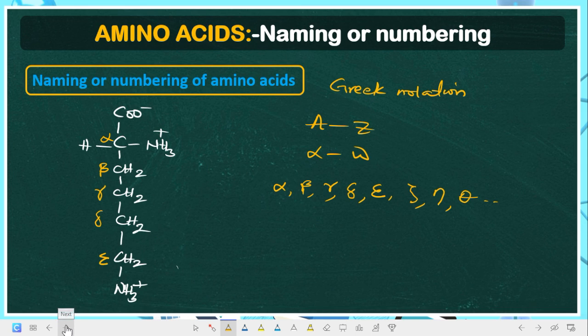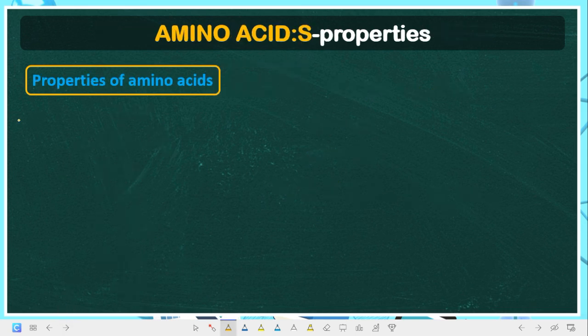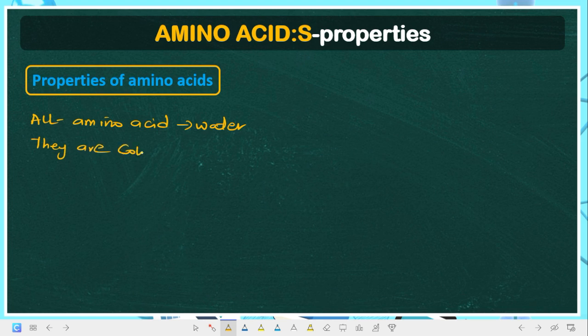Are we getting it now? Now the next is the properties of amino acids. Now all amino acids are soluble in water. They are soluble in what? In water. That is one property. And then another property is they are colorless and tasteless. All amino acids are colorless and tasteless. So those are the properties of amino acid.